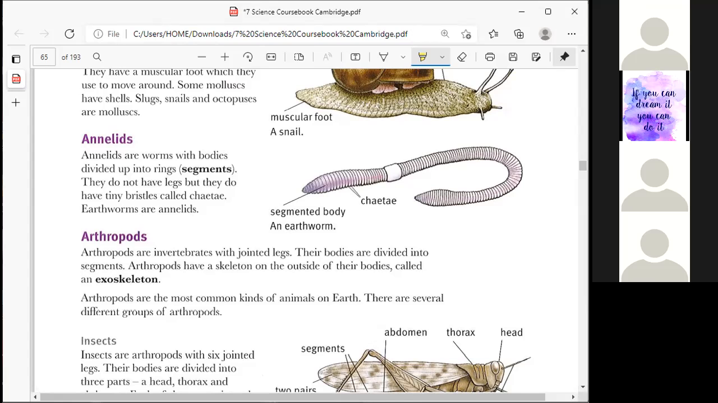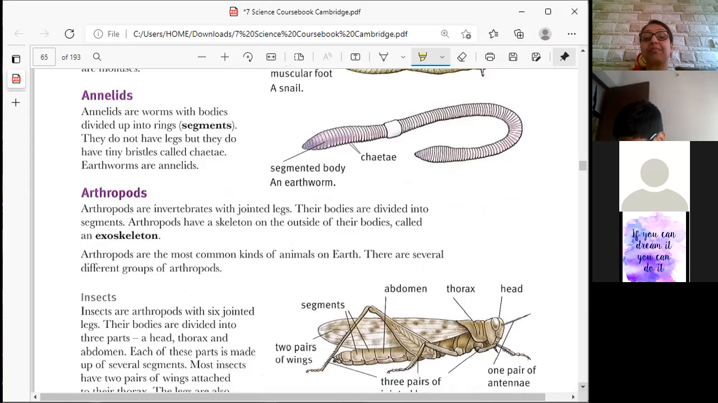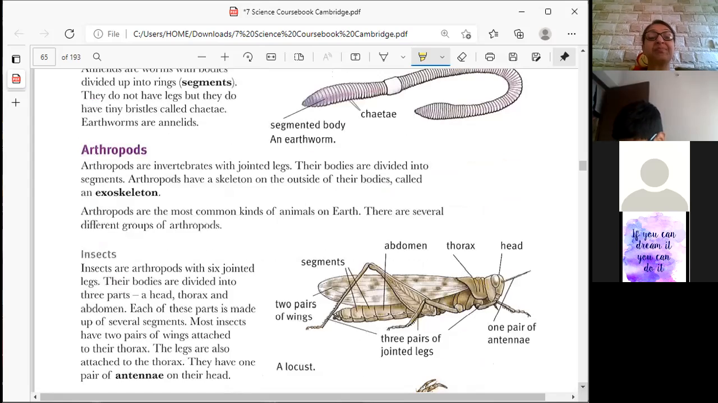Okay. So can we move to the third group now? Yes. The third group is the group called arthropods. What are they called? Arthropods. Arthropods are invertebrates with jointed legs. Their legs are jointed. Can you see? No, they don't have it. They've not given you a picture of an arthropod.